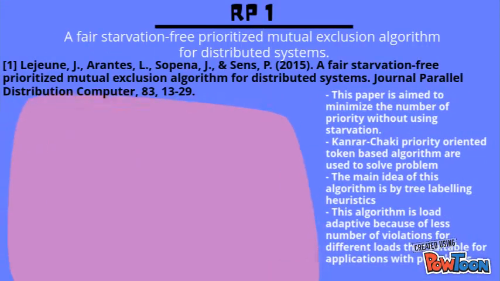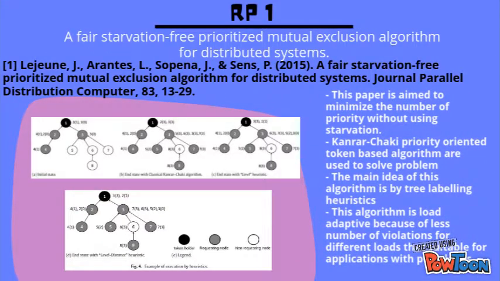RP1. This paper aimed to minimize the number of priorities without using starvation. The Kanrar-Chaki algorithm is used to solve the problem. The main idea of this algorithm is tree labeling heuristics.